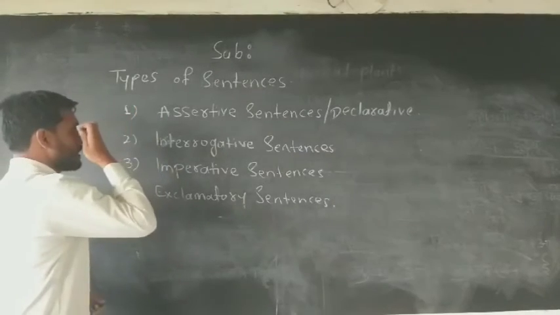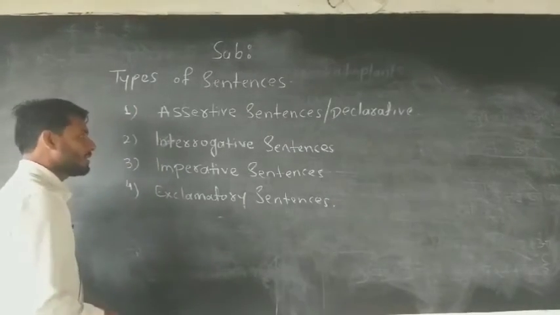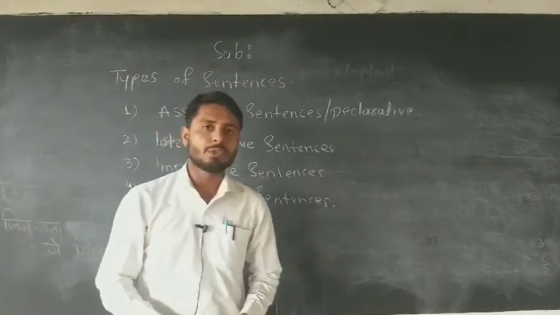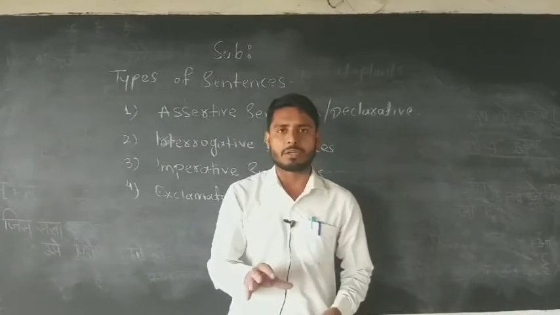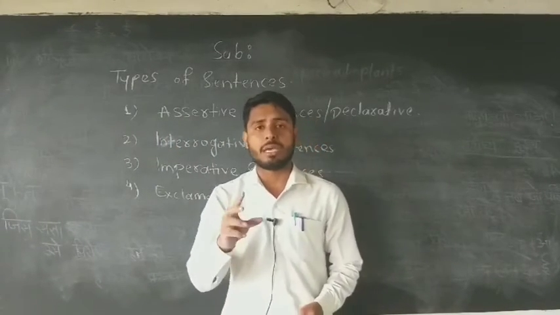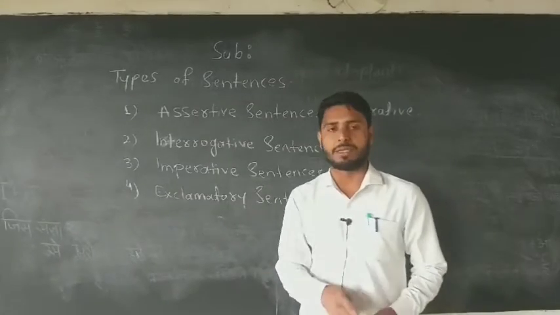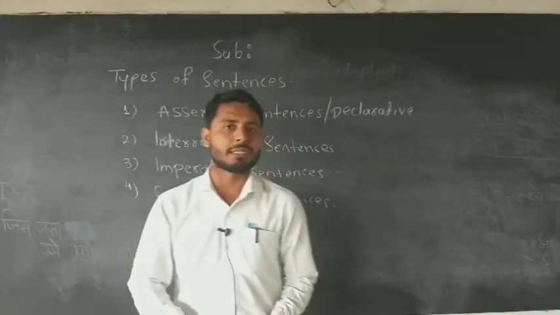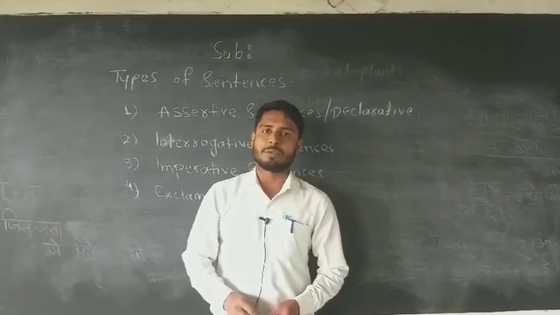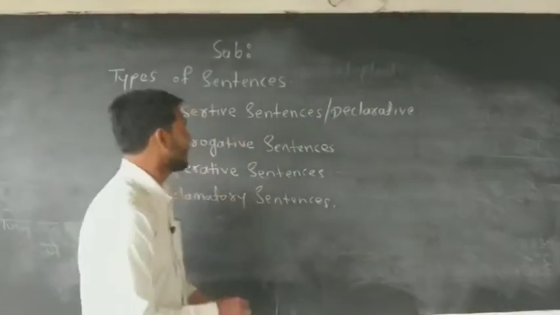How many types of sentences are there in English grammar? There are 4 types of sentence which we use in our day-to-day life. If we are talking with someone, you will use only 4 types of sentences in your speaking. So boys and girls, we have to understand how the types of sentence work in English grammar. So let us start to learn it.